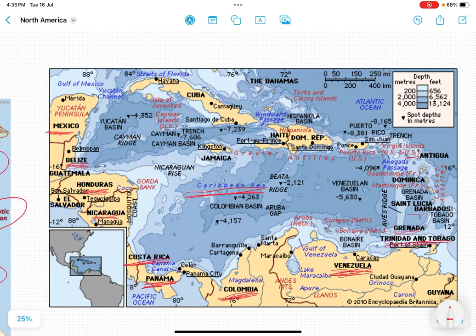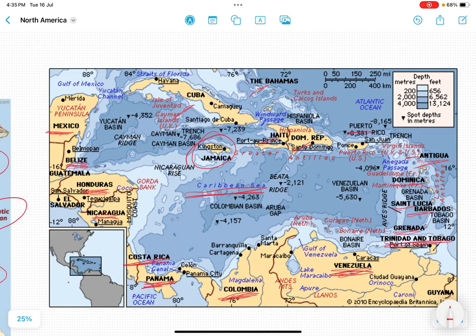Then Grenada, Barbados, Saint Lucia, Dominica, Antigua. Then we have Puerto Rico. Then we have Haiti. We have Dominican Republic. Then we have Cuba. We have Bahamas. And Jamaica we have right here. So you can see all of these countries border the Caribbean Sea.